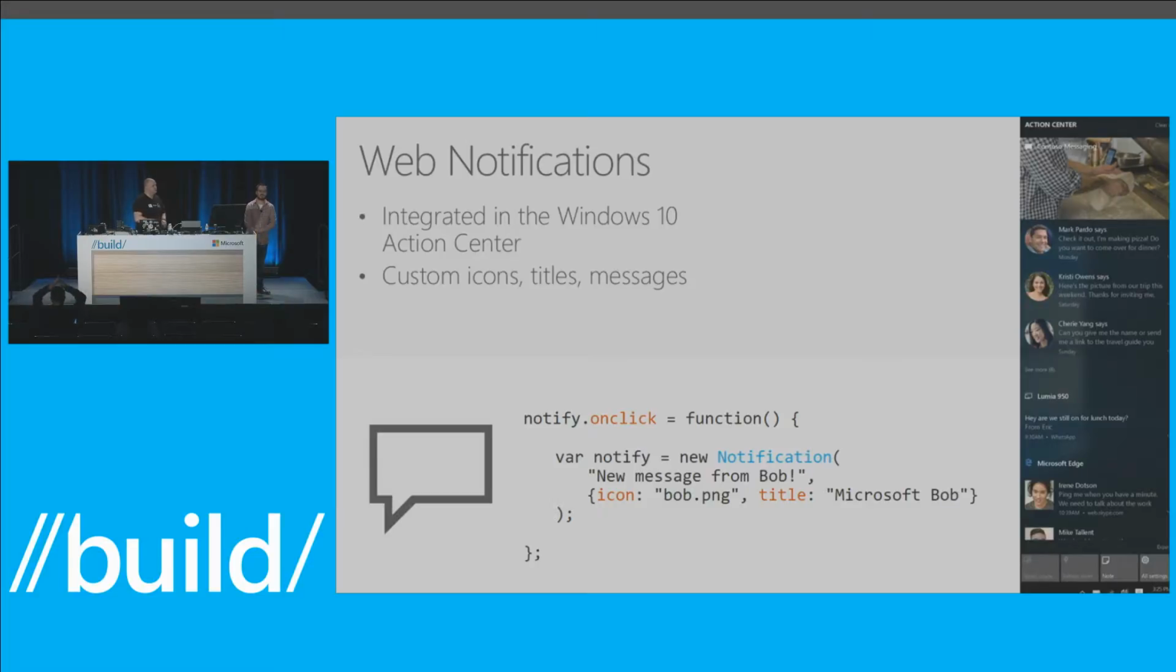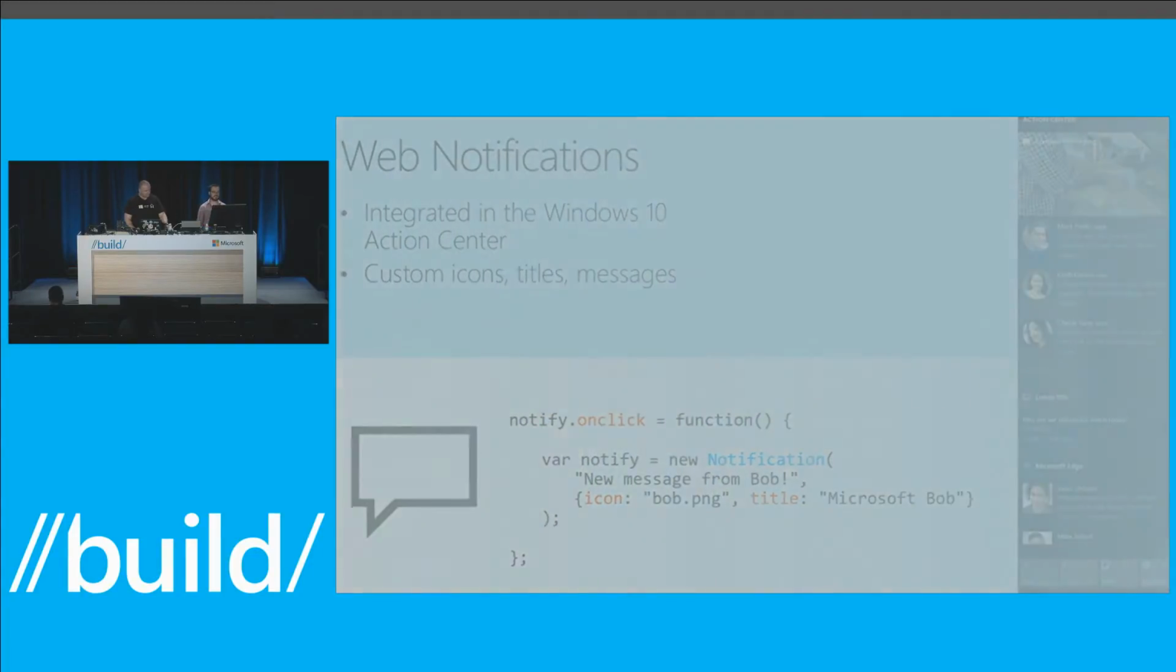Also new in EdgeHTML is support for the web notifications standard. We've done work with the Windows 10 Action Center to integrate notifications from websites. You can see here an example of one appearing in the notification center from Skype. And the code is very simple. You get to customize icons, titles, and messages. You just simply construct a new notification object with a message and an options bag that lets you configure how that looks. And so we've actually got an example of this for you as well.